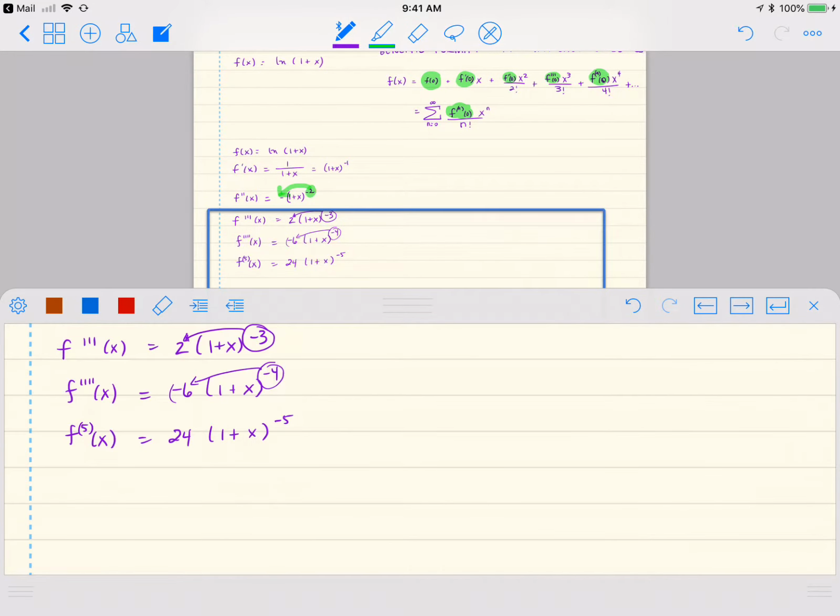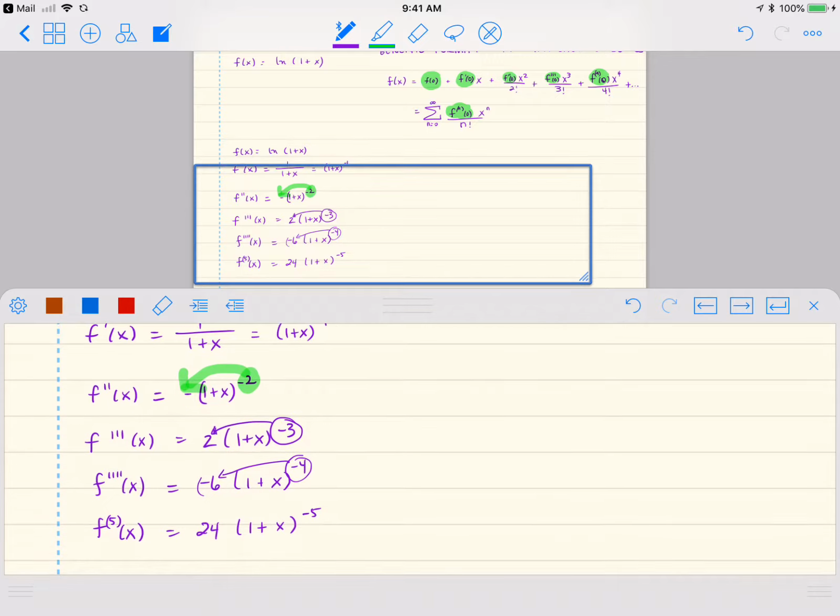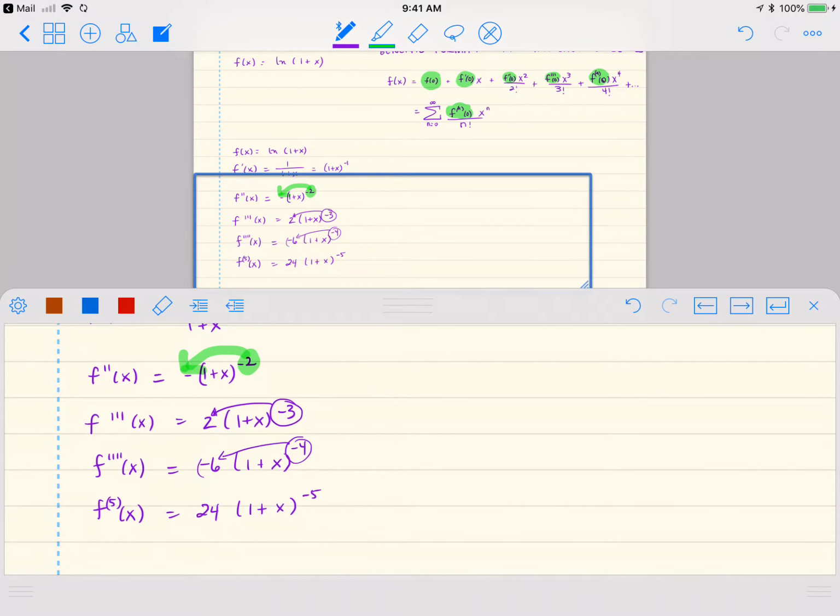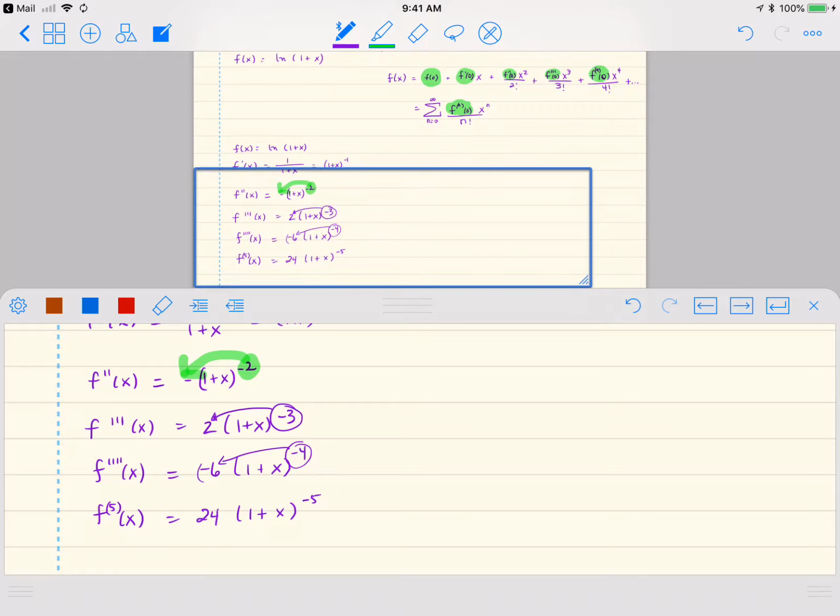Can you see the pattern? Do you see the pattern of what is the nth derivative? So this is 2, 1 plus x to the negative 3. This is negative 6, so it's negative 2 times 3, 1 plus x to the negative 4. This is 24, which is 2 times 3 times 4 times 1 plus x to the negative 5. So we see that we're alternating because this is negative 1. We're alternating, and then each time we're multiplying by 1 more.